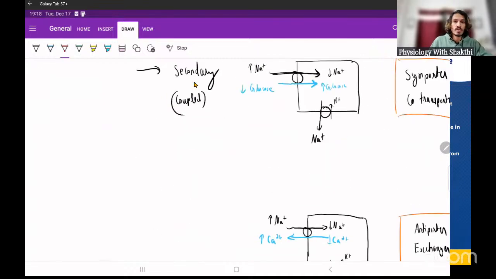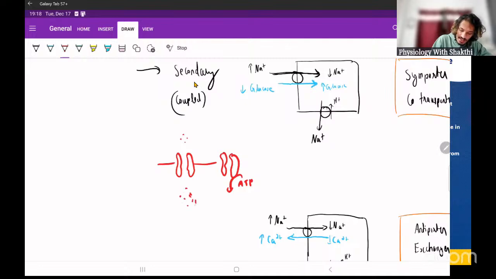Secondary active transport, what does it do? This does not by itself utilize ATP. There is something else over here that utilizes ATP. And whatever changes happen as a result of that, because of that, it will now take certain other substances across the concentration gradient. That is an example of a secondary active transport.